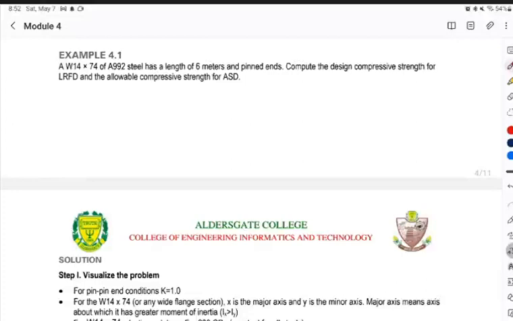Yun yung hint mo for the K factor. Okay, L is 6 meters, and the section is W14 by 74. For the yield stress, ito yung hint mo dyan, the A992 sabi niya. So, what are the required? We are to compute the design compressive strength. When we say design compressive strength, we are talking about LRFD, and the allowable compressive strength for ASD. So, yan yung dalawang unknowns natin.